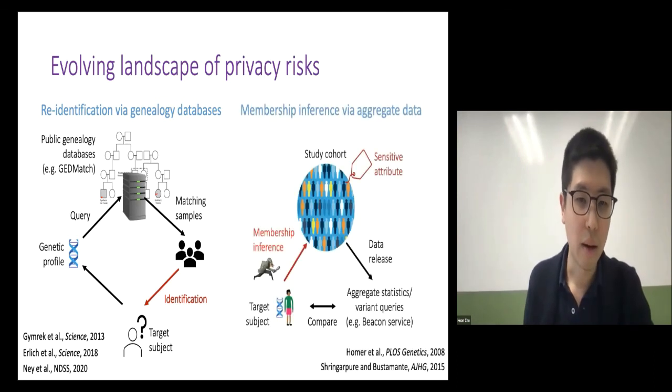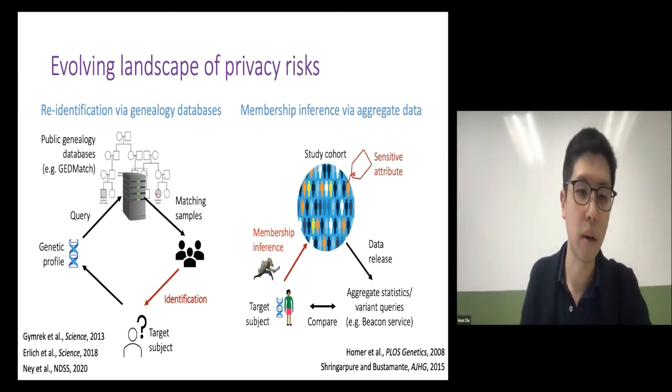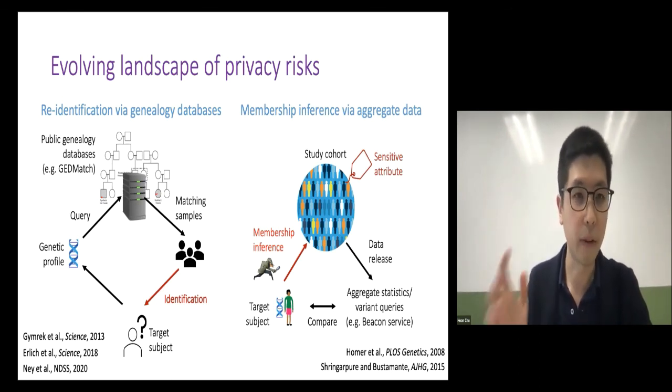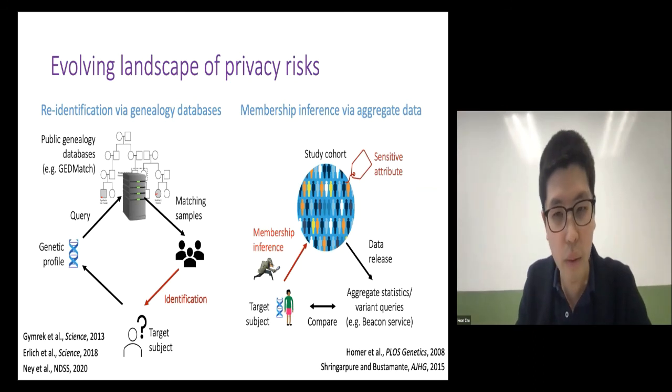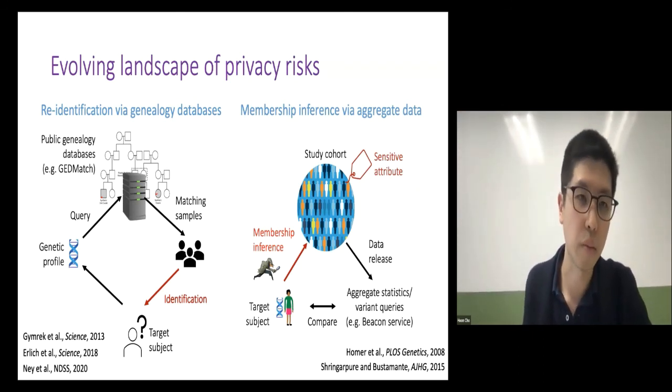We also know that even when only aggregate level information is shared from a database, like allele frequencies or association statistics, or even simple queries about presence or absence of a mutation in the case of genomic beacon services, if you're familiar with them, these data can also be compared against a specific individual's genome to infer whether the person was included in the database or not. And if the database is associated with a sensitive attribute like disease status, this could also be linked to the individual, leading to a potential breach of privacy.